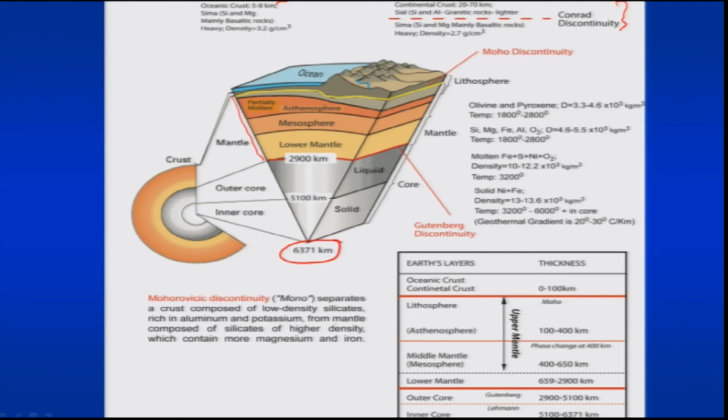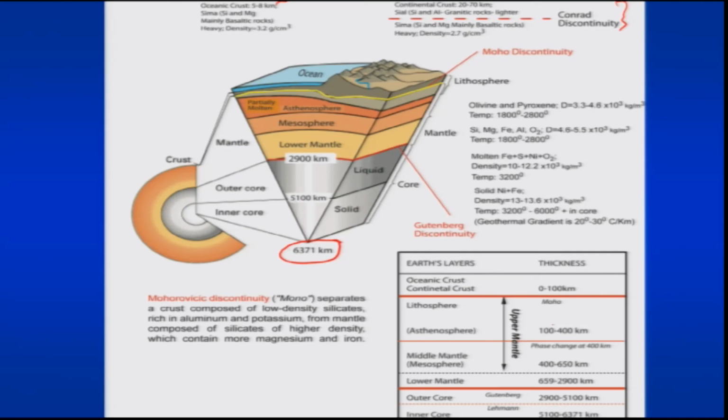The mantle is composed of silicate of higher density, which contains more magnesium and iron. So the Moho is the boundary between the crust and the upper part of the mantle. Then we have another very important layer, termed the asthenosphere. The asthenosphere occurs at a depth of 100 to 400 kilometers, and this layer is partially molten.